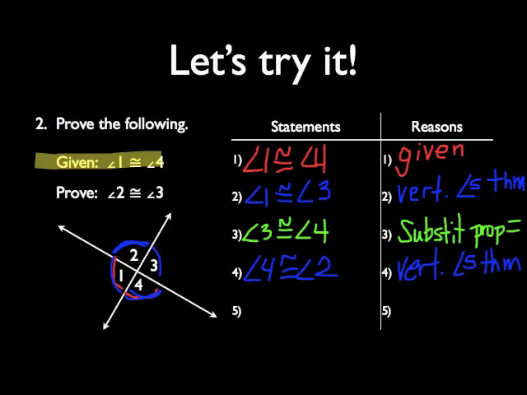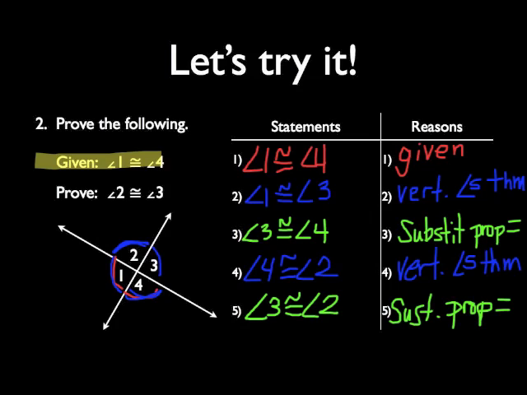And once again, we are going to use the substitution property, and because angle 4 is congruent to angle 2, we're going to take angle 2 and substitute it into angle 4 in this first statement here. So that allows us to say that angle 3 is congruent to angle 2. And again, that is just the substitution property of equality.